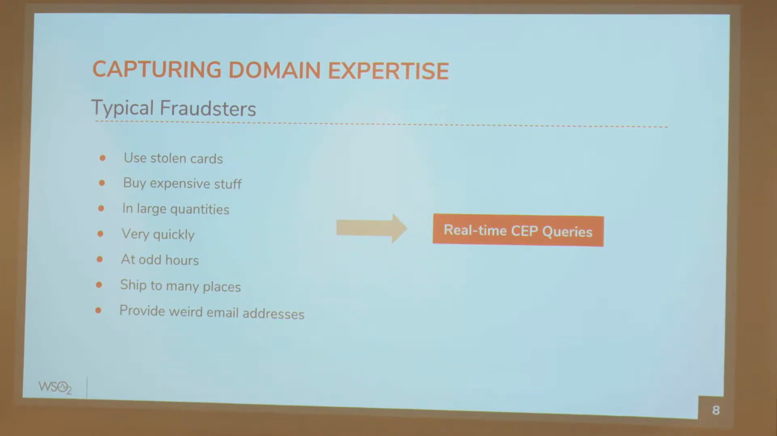If you take a credit card fraudster, he'd definitely use a stolen card. Once he has access to a stolen card, he'd probably buy expensive stuff in large quantities very quickly. He might ship it to multiple places in order not to be tracked back to one location. So the idea is, in streaming analytics, we should be able to write time contextual queries to capture these behaviors, which is different to the static queries that we would have had in the past. And I'll show you an example.